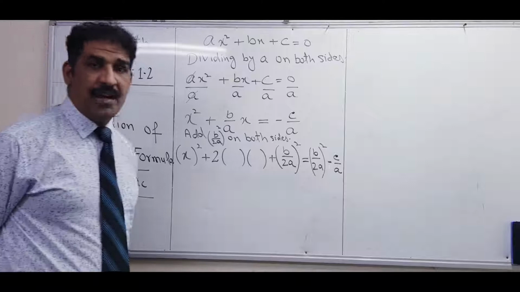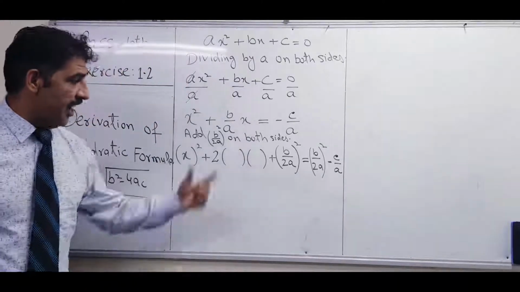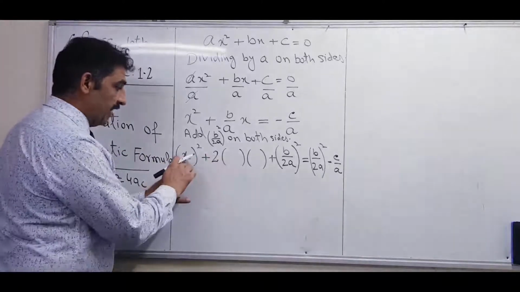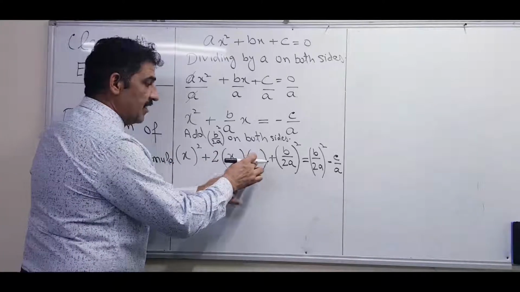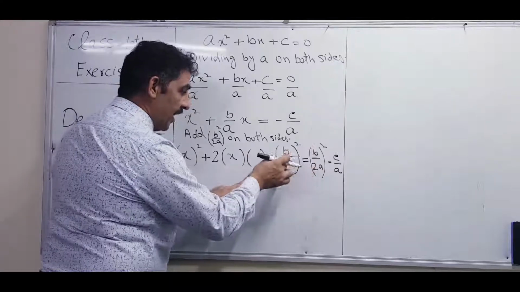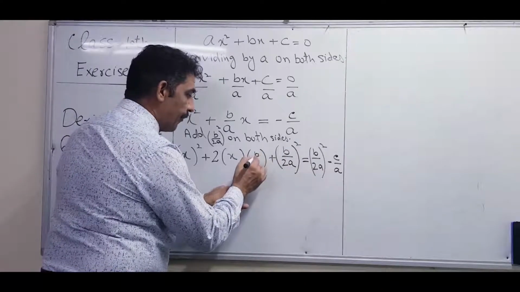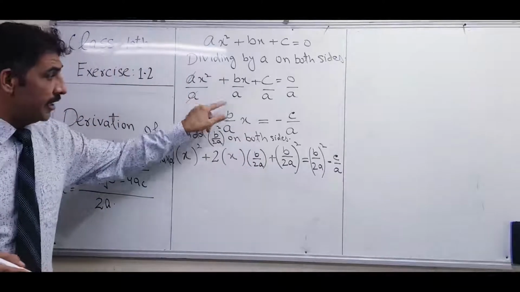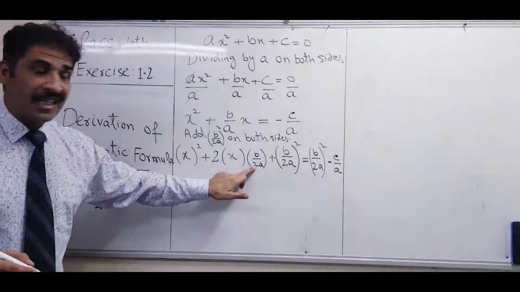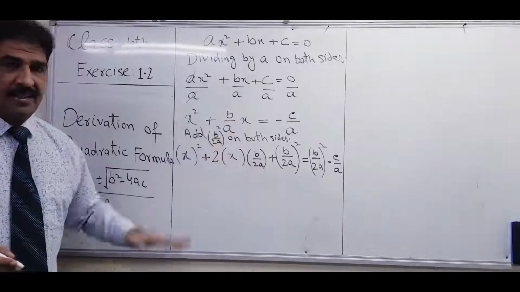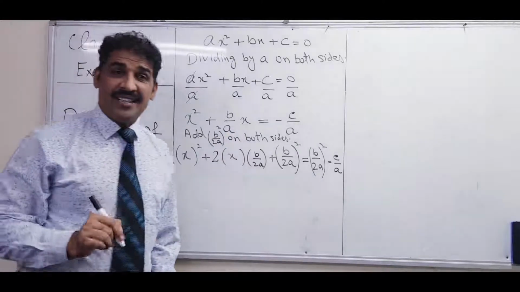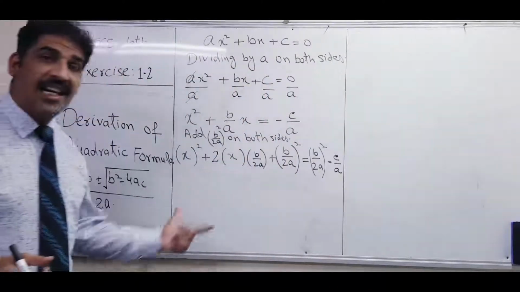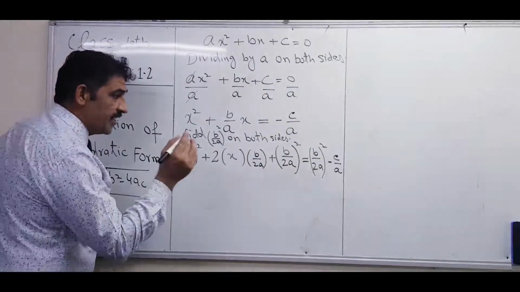After the third step, we have to simplify. And I told you before, where there are two empty brackets, you have to fill them. How? In the first bracket, write the first element of the square. In the second bracket, write the second element. What is that? b over 2a. Because when we multiply, 2 and 2 cancel, so b over a multiplied by x gives b over a x. Why are we doing this? Yes, to make a perfect square on the left hand side.